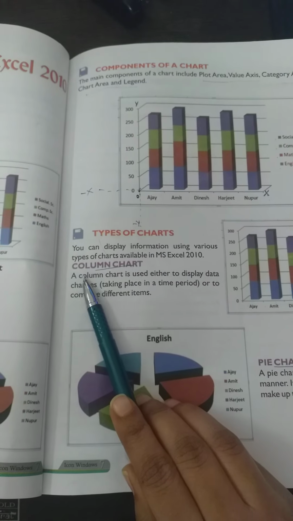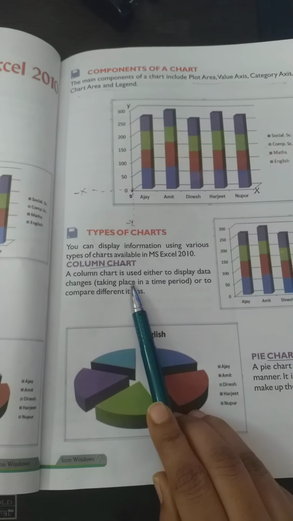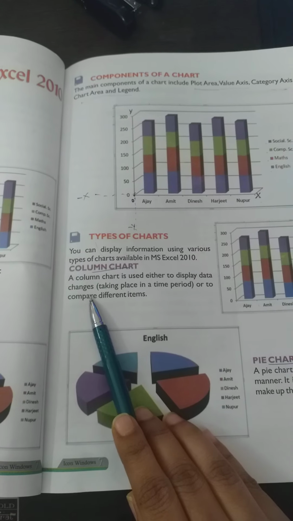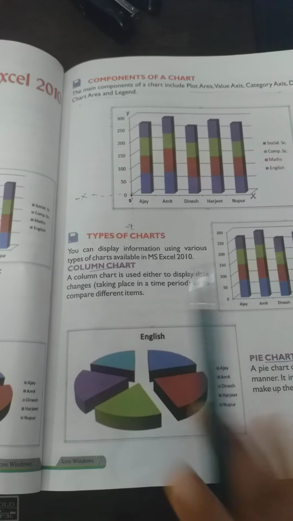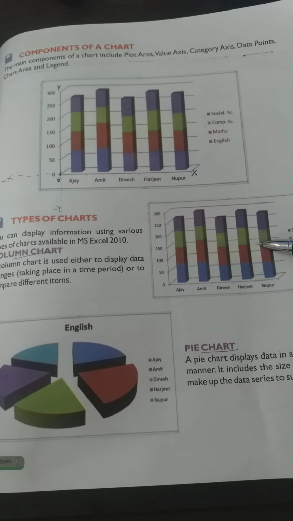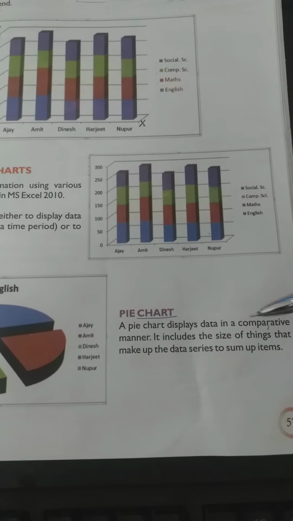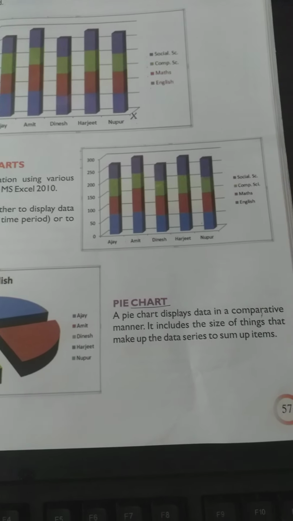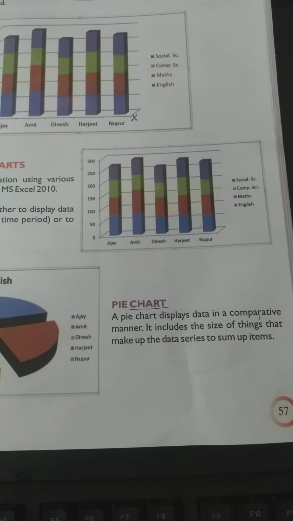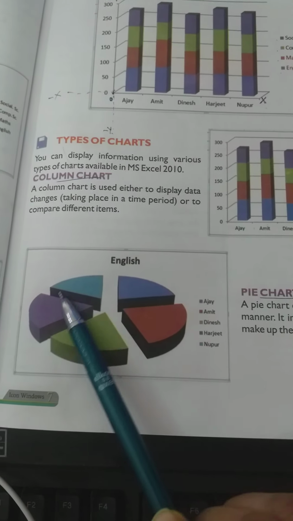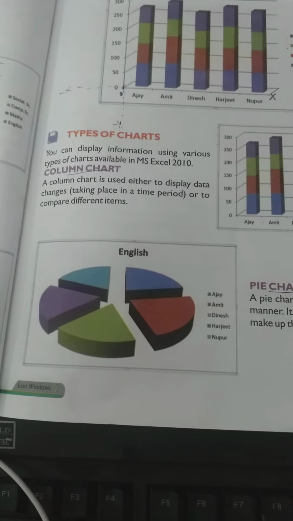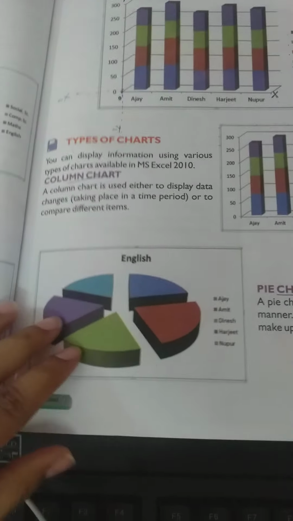The very first is the column chart. A column chart is used either to display data changes or to compare different items. You can see the example here. The second one is the pie chart. A pie chart displays data in a comparative manner. It includes the size of the items that make up the data series to sum up items. Pie charts are used just to compare relational data.